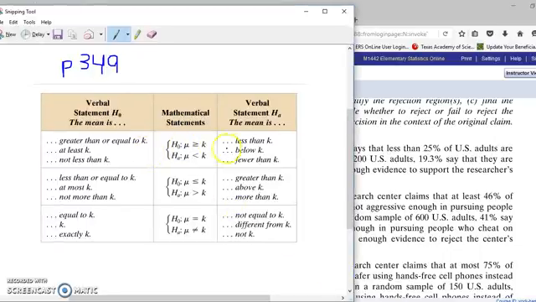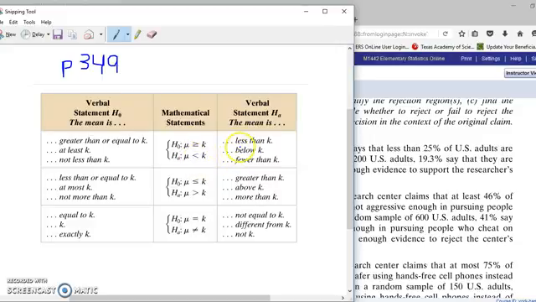If we look at our chart, do you see less than? The only place I see less than, and I know they use a K, but that is for the value. But less than, it says, goes with H sub A, our alternative hypothesis. And the symbol for H sub A in that case is this inequality, the less than symbol.